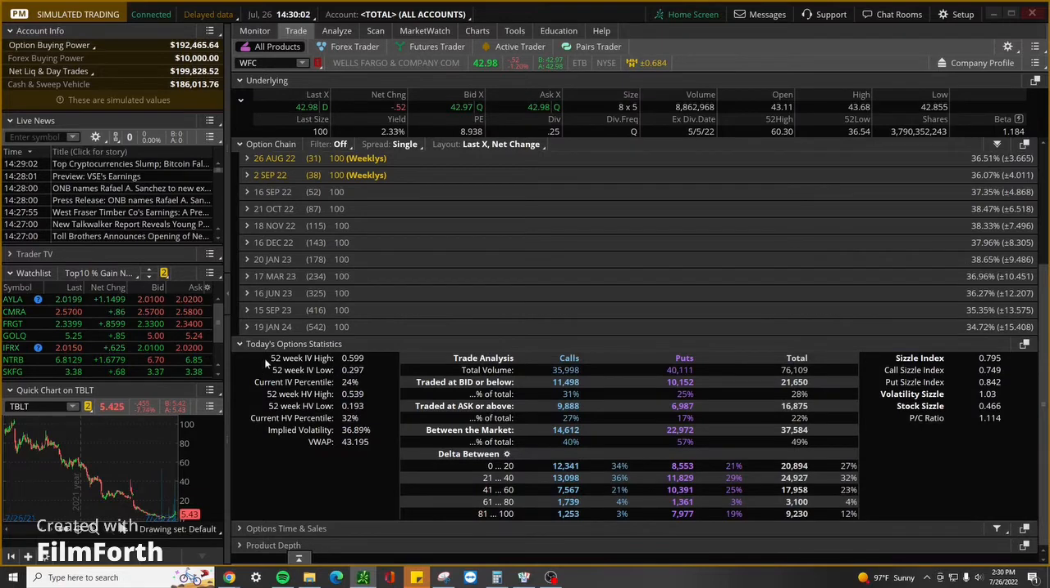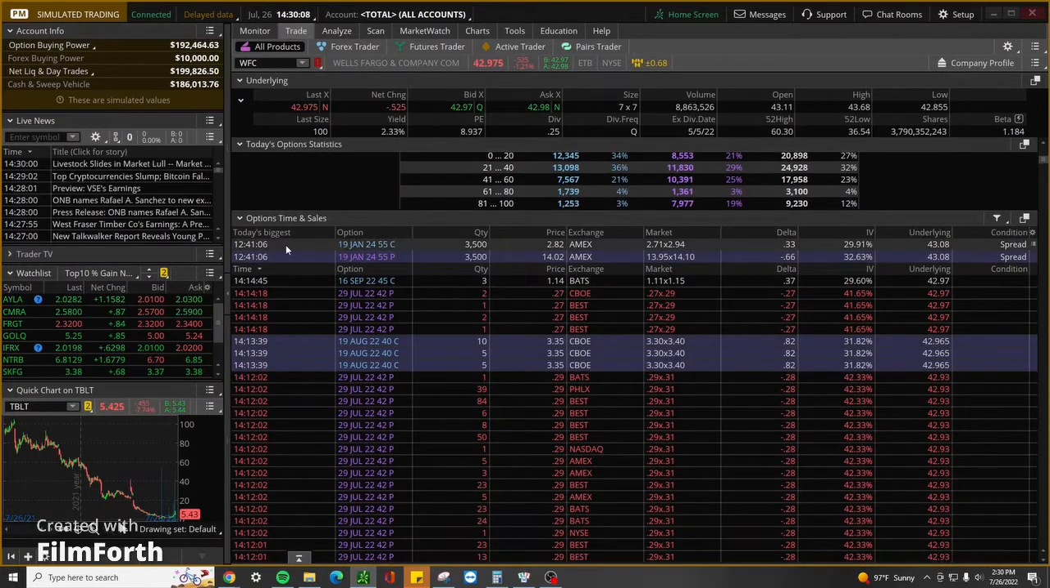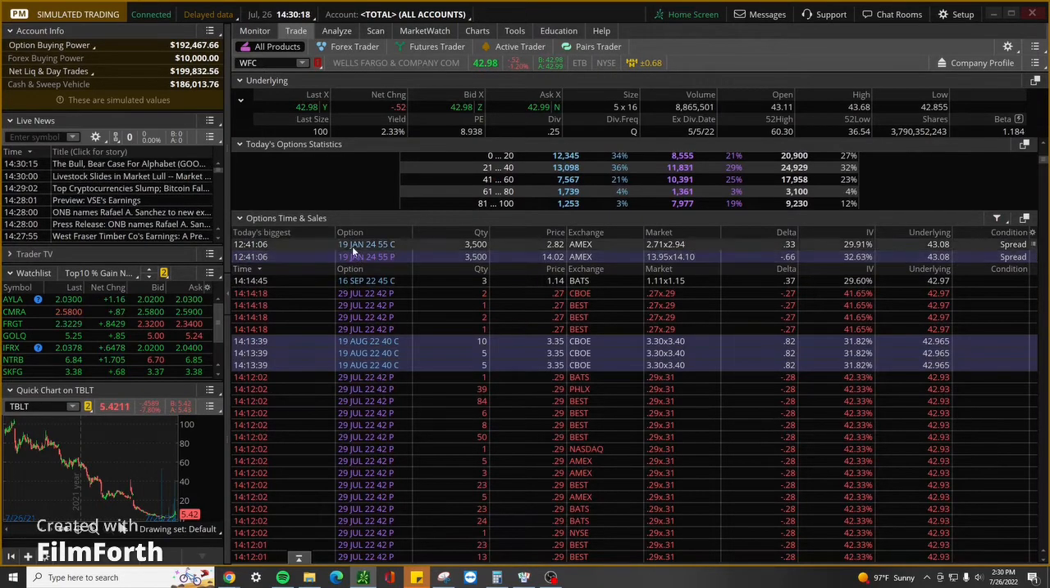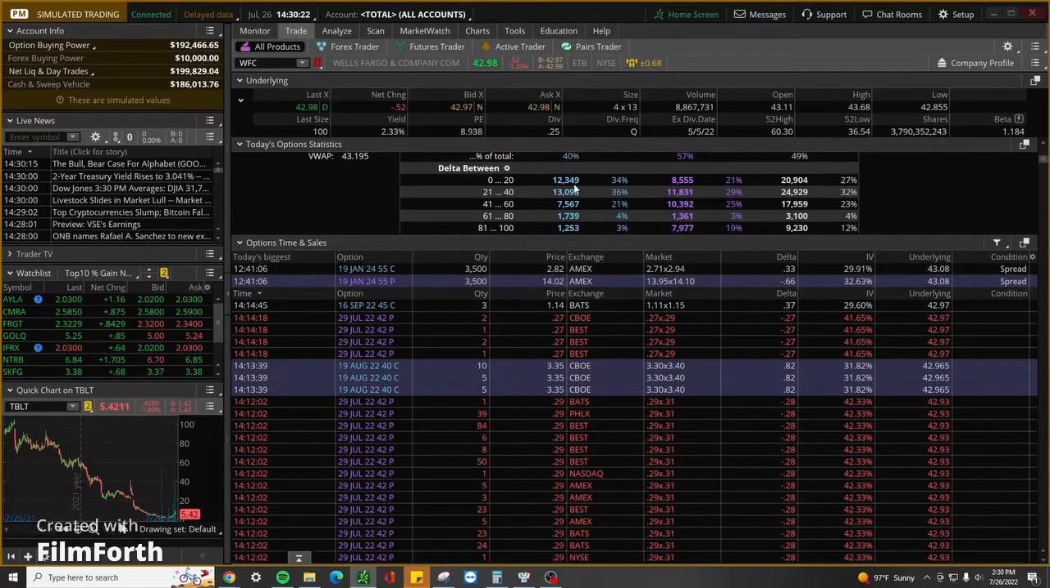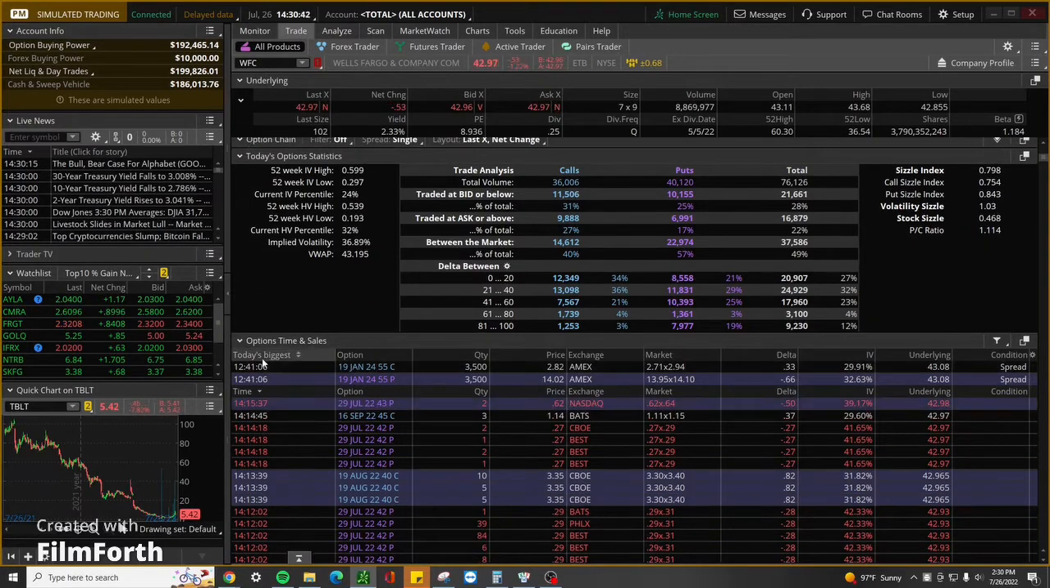Under today's option statistics, you will find the options time and sales section, which shows you the time that options were executed. It shows you today's biggest orders in terms of calls and puts. So in this case, the blue, like in this section here, refers to the calls, and the purple would be the puts. At the very top, it shows you the biggest orders that came in for puts and the biggest orders that came in for calls as well.